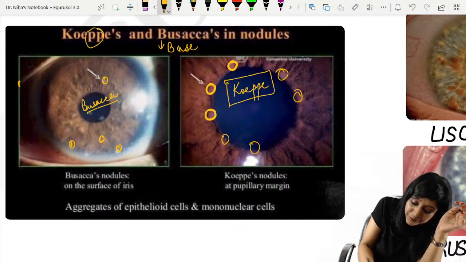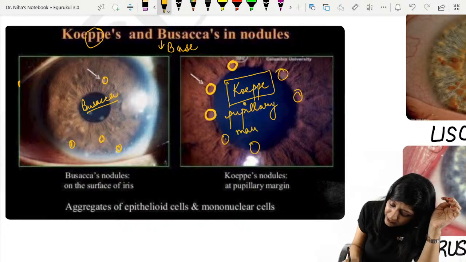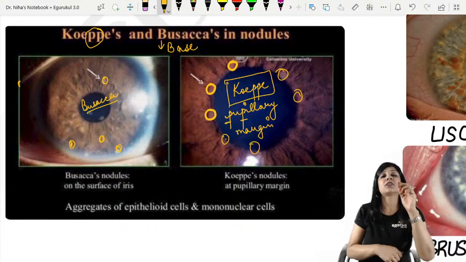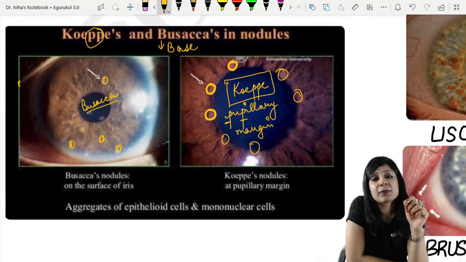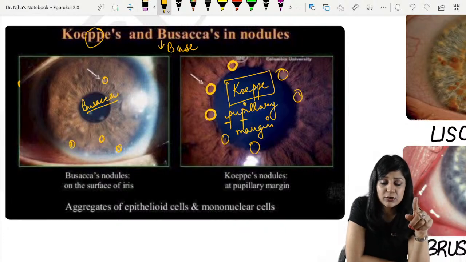We have got 2P. And if you look at the pupillary margin, then here also we have got 2P. Pupillary margin also 2P. So the ones which are present at the pupillary margin are your Koeppe nodules, and the ones which are present at the base are your Busacca nodules.